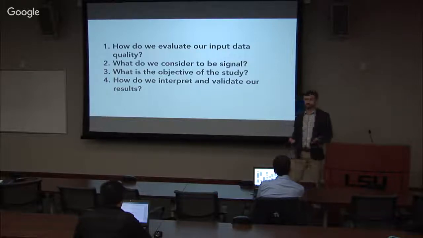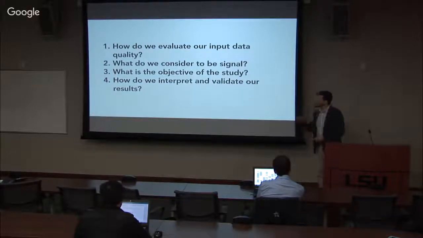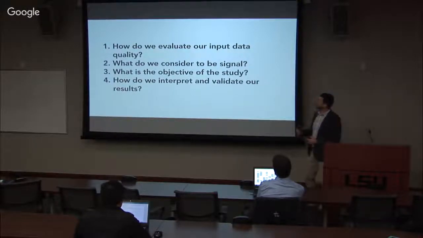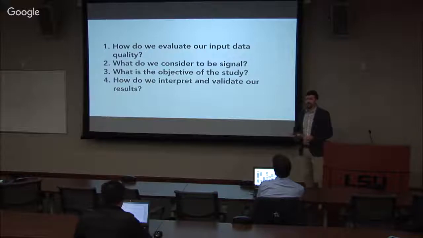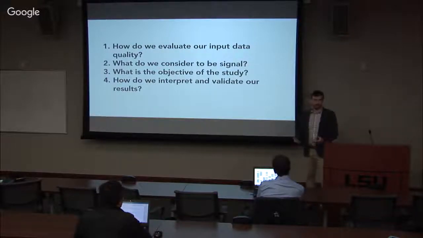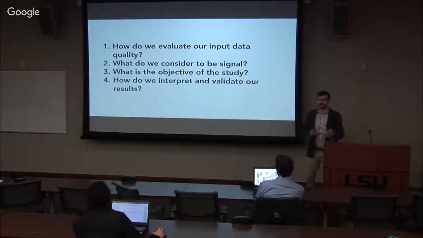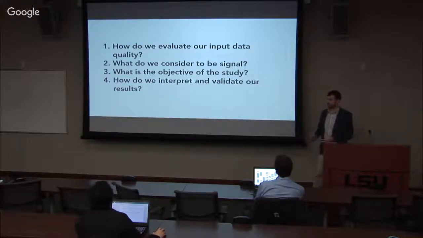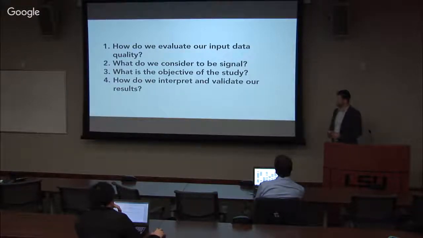What is the biological variation that we're trying to study? So here are some questions that we want to review today. How do we evaluate the data quality before we jump to conclusions about what this means? What is the quality of our data? The second is, what do we consider to be our signal? Do we actually take the raw data that we got, or do we have to do some transformation to that data before we jump into this analysis? And then also, what is the objective of the study? And that, of course, is going to be linked to how we can interpret and validate our results.